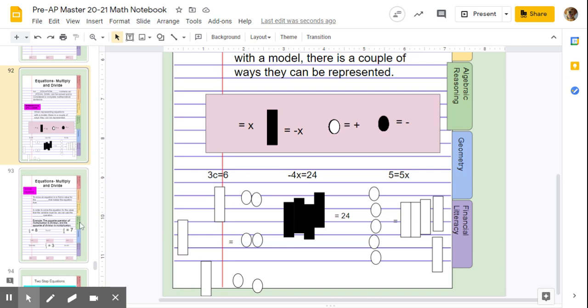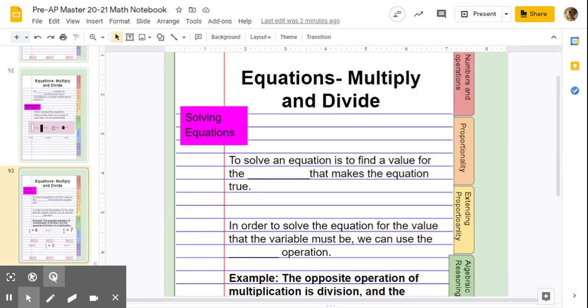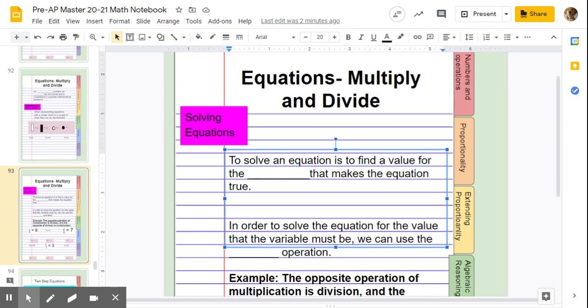Okay, so we're going to go on to the next slide and look at how to actually solve these. All right, on to actually solving them. So to solve an equation is to find a value for the variable that makes the equation true.